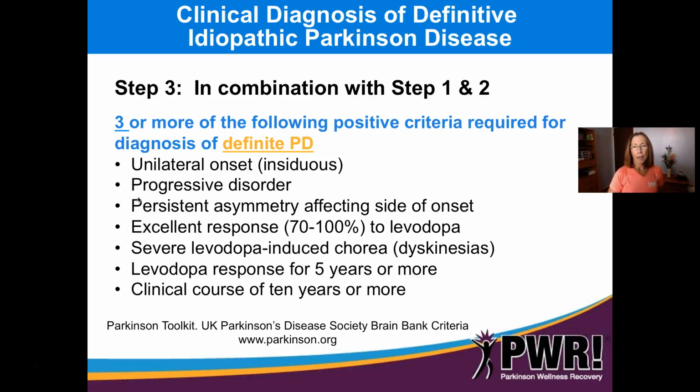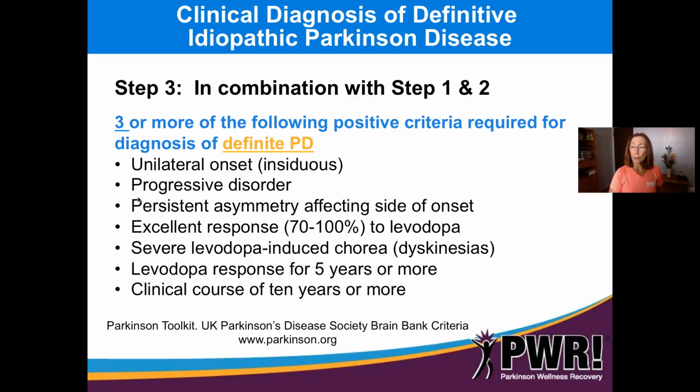Finally, after they are fairly confident that this is Parkinson disease, they're going to continue to look for 3 or more of the following positive criteria that's required to have definite Parkinson disease. So, are your symptoms on one side of the body, and do they stay on one side of the body? You may get symptoms on the other side, but they're always worse on one side. Is it progressing, or have the symptoms been the same over the past 2 or 3 years?